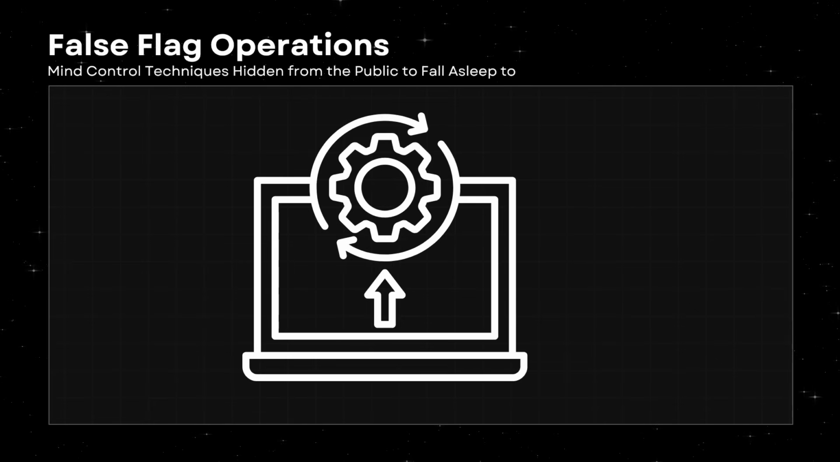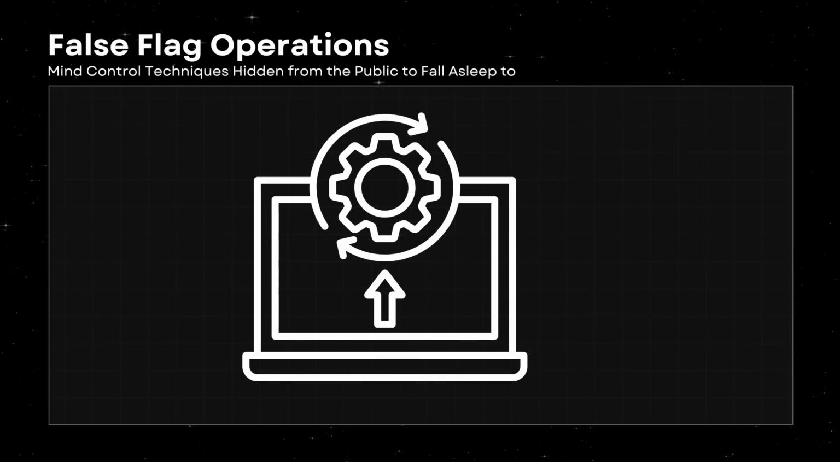False flag operations are planned events where those responsible make it seem like someone else is to blame. The goal is to trigger a specific public reaction that supports a plan already in place. This strategy uses a simple pattern: create a problem, watch the reaction, then offer the solution that was waiting from the start. The term false flag comes from naval warfare.